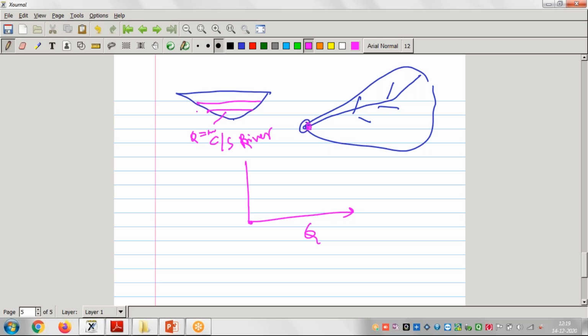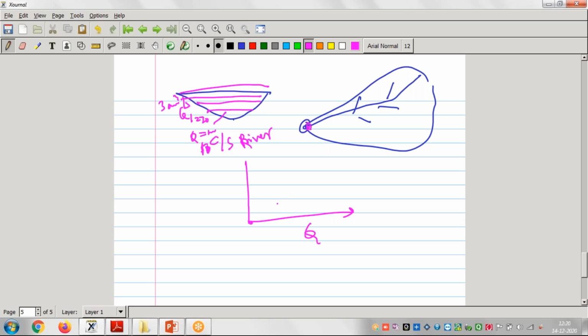Then at another height, say this is Q2 or Q1. So this is 10 meter cube. This is say 20 meter cube. This third height is say 30 meter cube per second. Likewise.